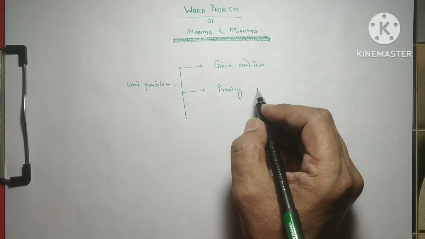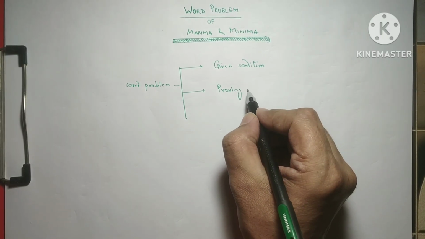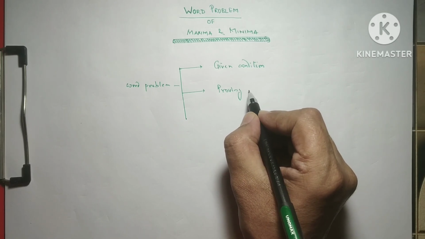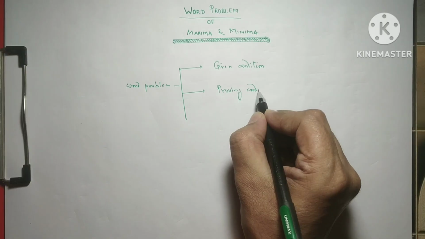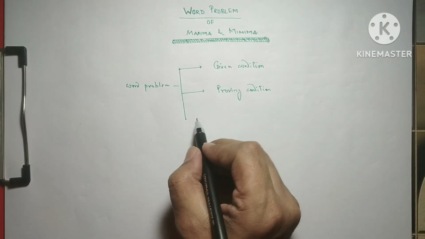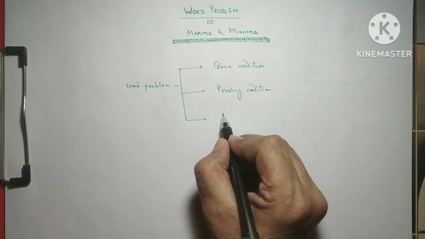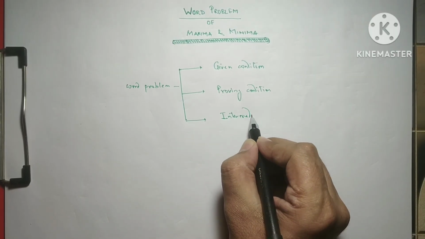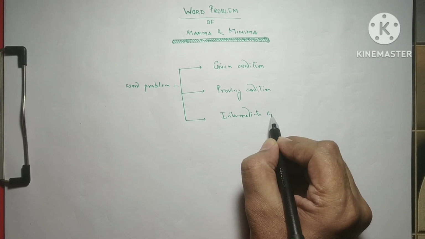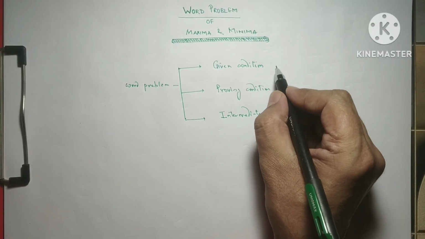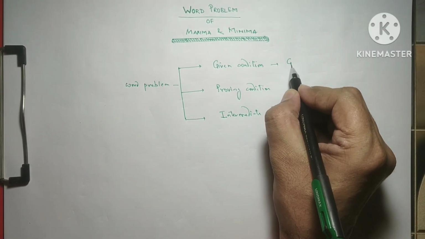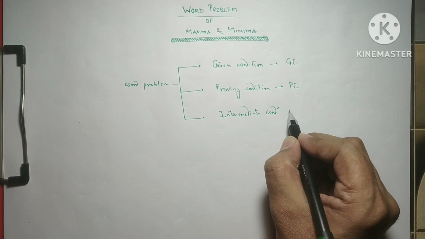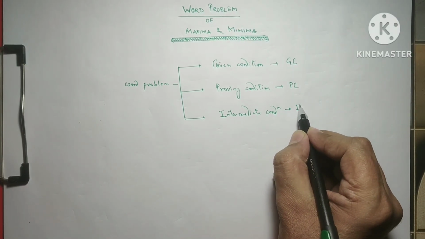It is that function which we want to show maximum or minimum. And third condition, which is intermediate. So in short, we will say this is GC, this is PC, proving condition, and it is intermediate condition, IC.